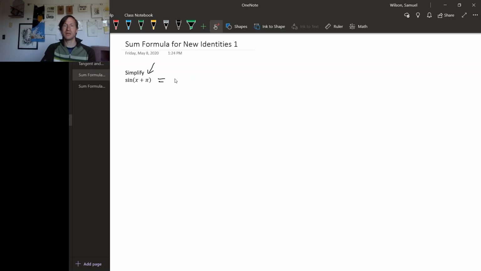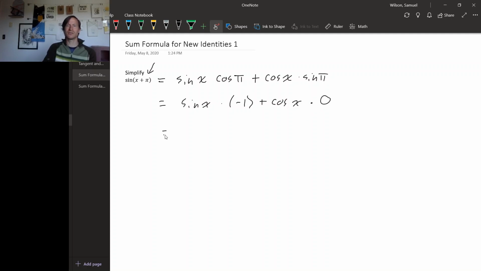So the sum identity for sine says sine of the first angle, so sine of x, times cosine of the second angle, so that's cosine pi, plus cosine of the first angle times sine of the second angle, that's pi. Okay, so this is sine of x times cosine of pi, that's minus 1, plus cosine of x times, well, sine of pi is 0. So this whole thing is just minus sine of x.